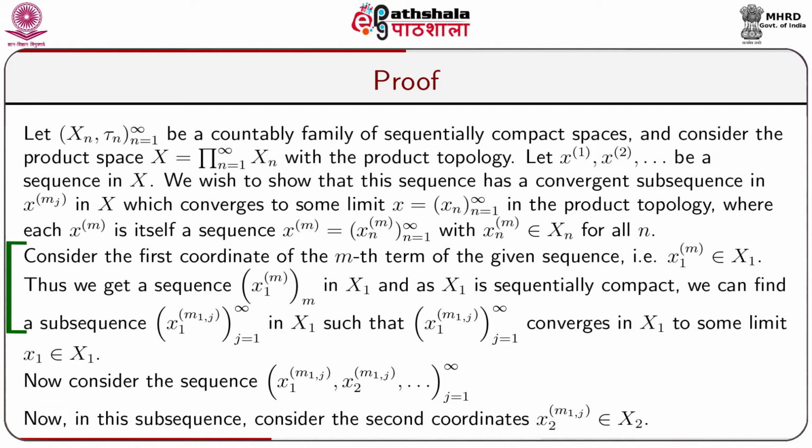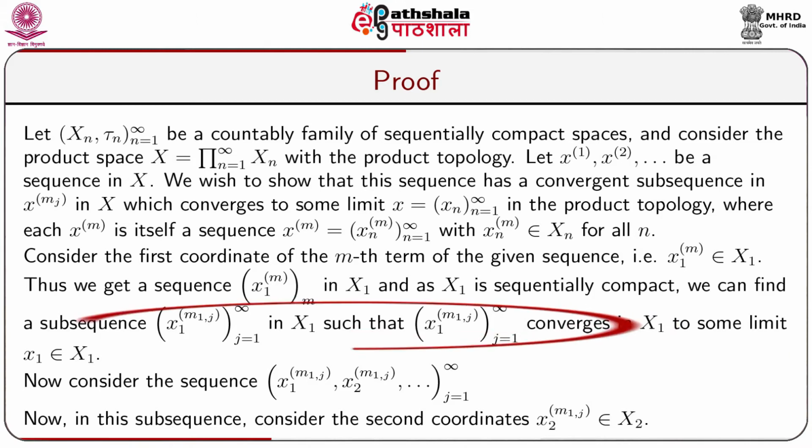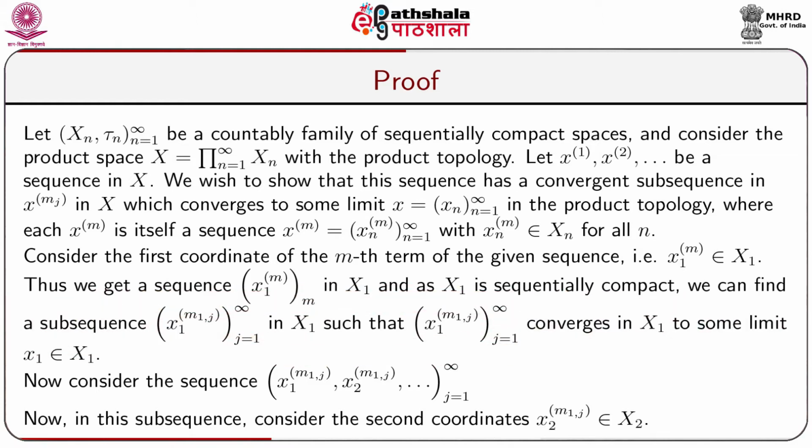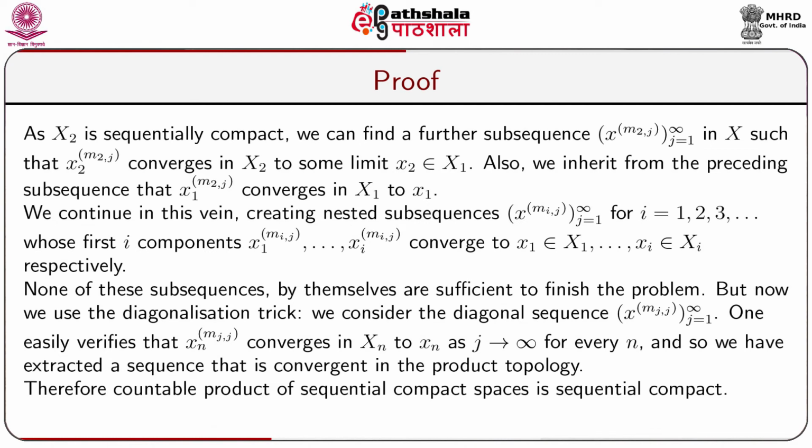Thus, we get a sequence x_1^m in capital X_1, and as X_1 is sequentially compact, we can find a subsequence x^{m_{1j}}, j equal to 1 to infinity in capital X, such that x_1^{m_{1j}} converges in X_1 to some limit x_1 belongs to capital X_1.